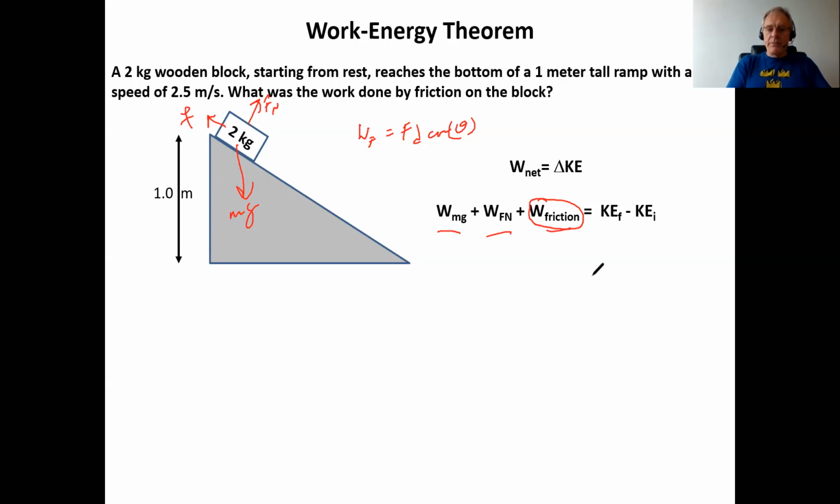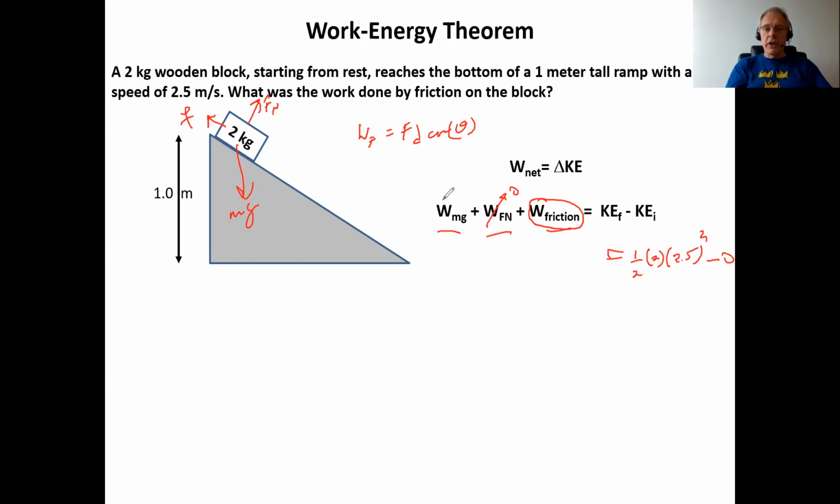Okay. Well, first of all, the final kinetic energy is 1/2 times the mass, which is 2, times the final speed, which is 2.5, which gets squared. And the initial kinetic energy is 0, because it's not moving. The work done by the normal force is 0, because the work done by the normal force is always 0. The normal force is in this direction. The motion is in this direction. It's perpendicular. Cosine 90 degrees is 0.